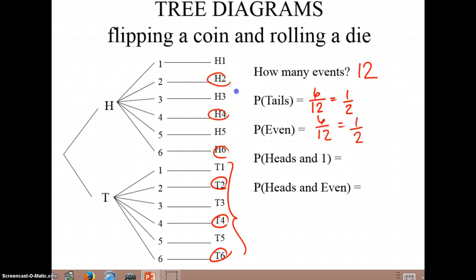So again, what's the probability of getting an even? That's also 1/2. What's the probability of getting a heads and a 1? There's 1 out of 12 ways, and a heads and an even would be 1, 2, 3 out of 12.